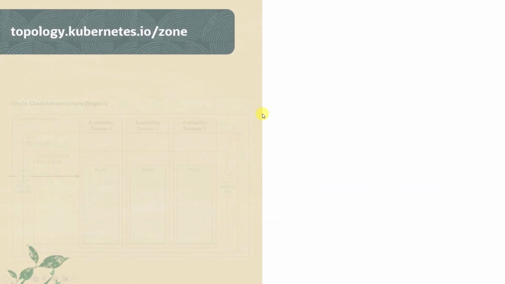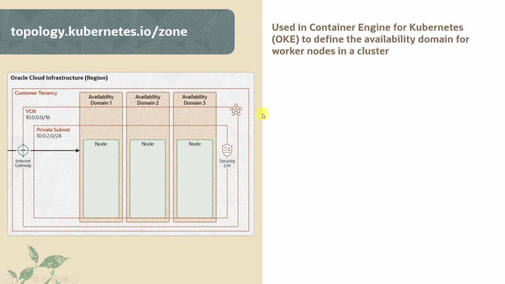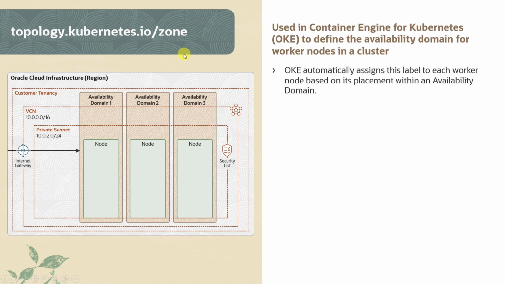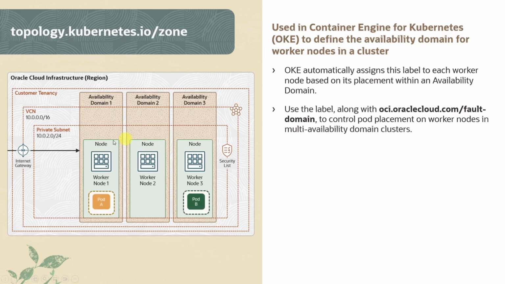In Kubernetes environment, topology.kubernetes.io/zone is a crucial label automatically added by Container Engine for Kubernetes to each worker node within a cluster. We can utilize this label along with the oci.oraclecloud.com/fault-domain label to control the placement of pods on worker nodes in clusters spanning multiple availability domains. You should include the topology.kubernetes.io/zone label in the pod specification to specify the desired availability domain.